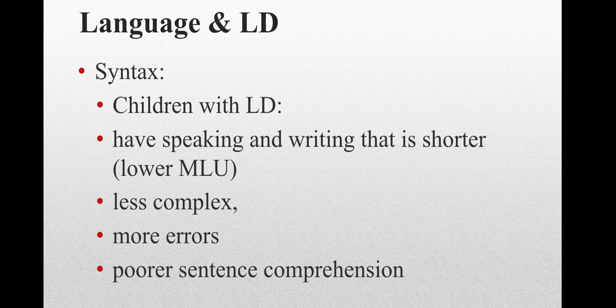Children with learning disabilities and syntax. These kids are going to have speaking and writing that's shorter, so they'll have a lower MLU than age-typical peers. Their speaking and writing will be less complex. There'll be more errors, and there'll be poorer sentence comprehension as well. So we talked about reading comprehension, but kids that have auditory sentence comprehension difficulty are also going to have written sentence comprehension difficulty.